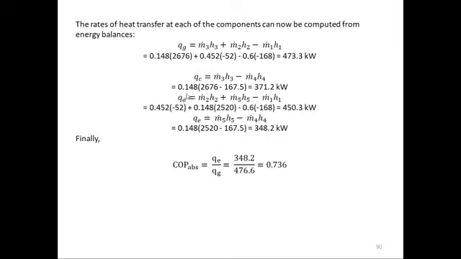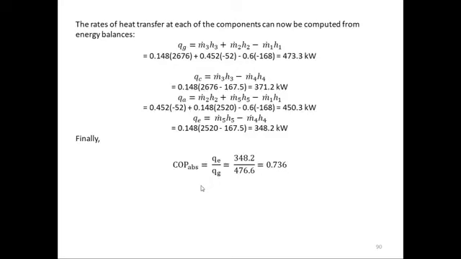Similarly around the absorber, we do an energy balance. Whatever energy is coming into the absorber and whatever is leaving it, you balance it, and you will finally get this equation: QA is equal to m dot 2 H2 plus m dot 5 H5 minus m dot 1 H1. Substitute all the values, you will get QE as 348.2 kilowatt, and then finally you can calculate the COP of the absorption system, which is QE divided by QG.